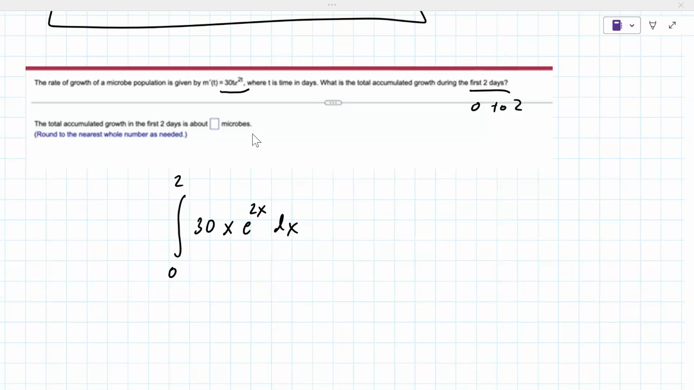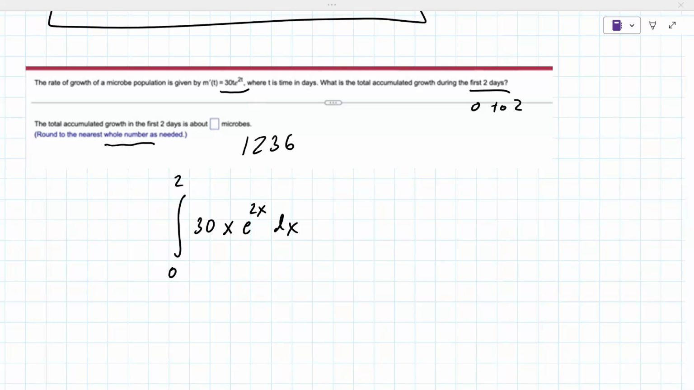And then round to the nearest whole number needed. So 1, 2, 3, 6 is what I have here for an answer. Oh, I got 1, 2, 3, 5.9. Yep, this is round to the nearest whole number. That's why we're rounding to the ones place.